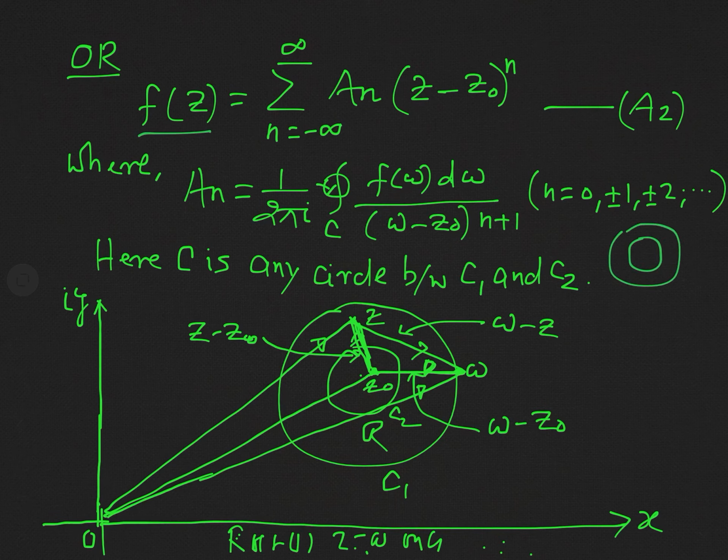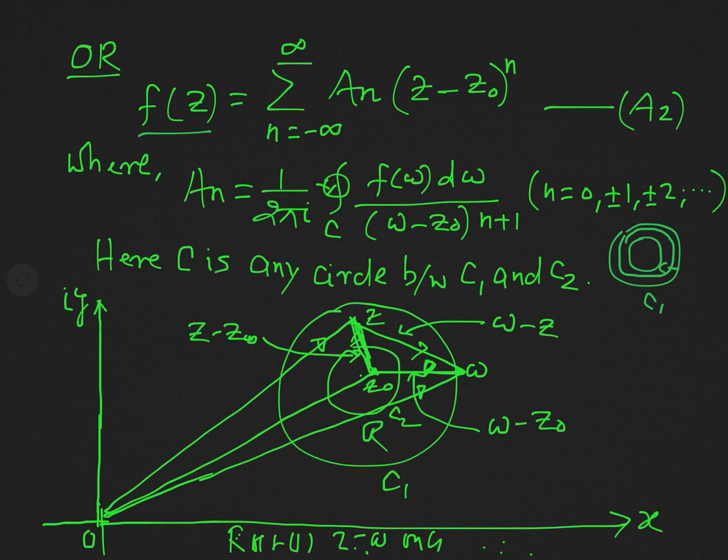As you have seen, these are the circles C1 and C2, and here C is a circle lying between these two circles. And we can express the Laurent series in this way too. So this is the statement, you should remember it. And now we will actually see the proof of this theorem.